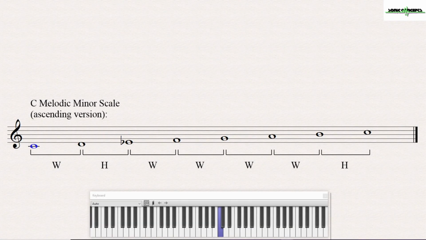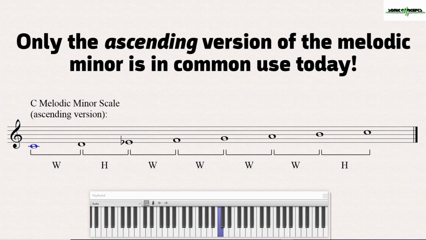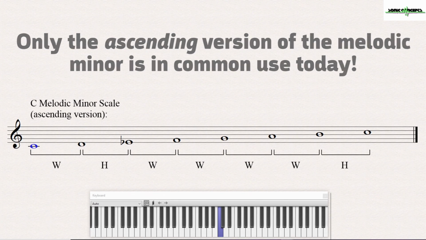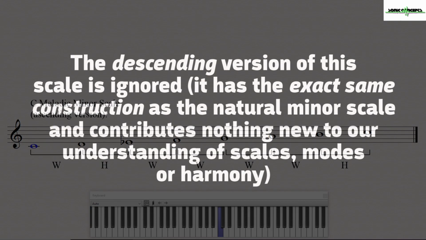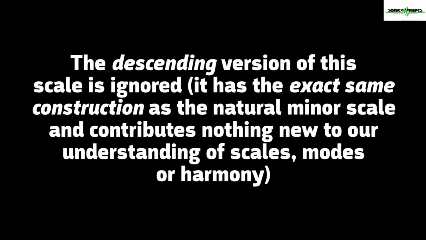Today, the use of the melodic minor scale is limited to the ascending version only. So when people refer to the melodic minor scale in contemporary use, they are only speaking of the ascending version, which can be played in ascending or descending fashion. The traditional descending version of this scale is ignored since it has the exact same construction as the natural minor scale and contributes nothing new to our understanding of scales, modes, or harmony.